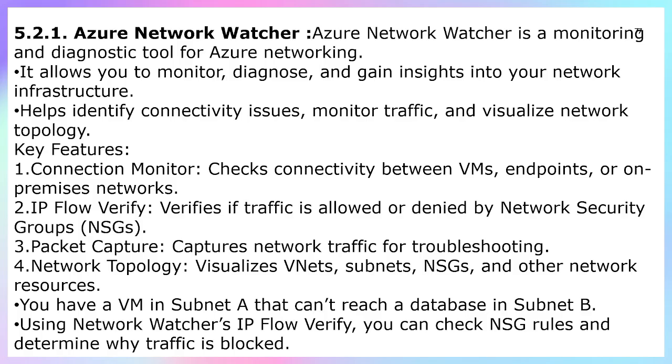And network topology is used to visualize VNet, subnet, NSG, and other network resources. So these are the key features of Network Watcher. Say you have a VM in subnet A that cannot reach the database in subnet B. Using Network Watcher IP flow verify, you can check NSG rules and determine why the traffic is blocked. So these are the functionalities of Network Watcher.